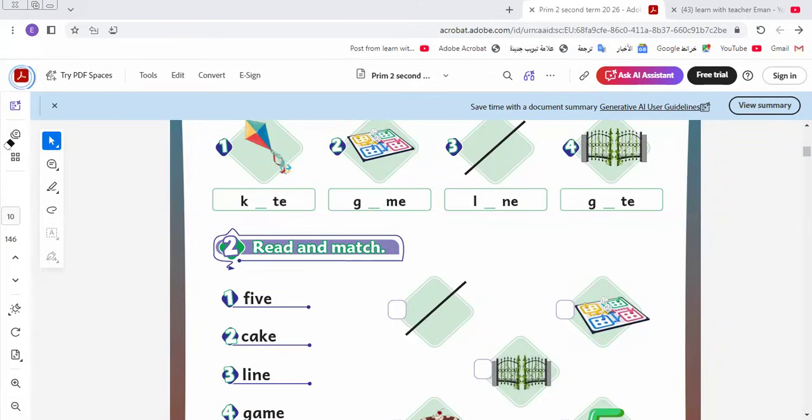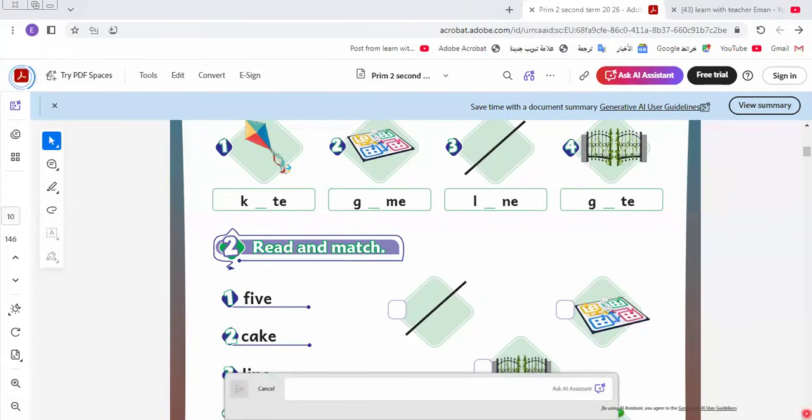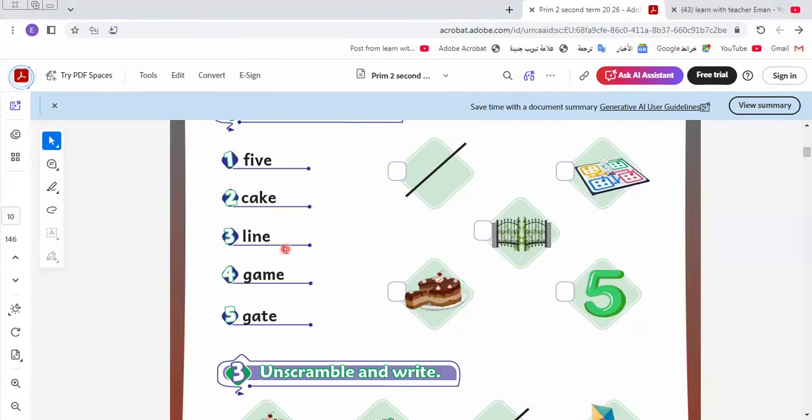Let's go to another one. Here we have 5, cake, lion, game, and gate. Which one refers to 5? This one, so I put number 1. Here is cake, number 2. Number 3 is lion. Number 4 is game. Where is game? Here is game, and this one is gate. So here I answer the questions.